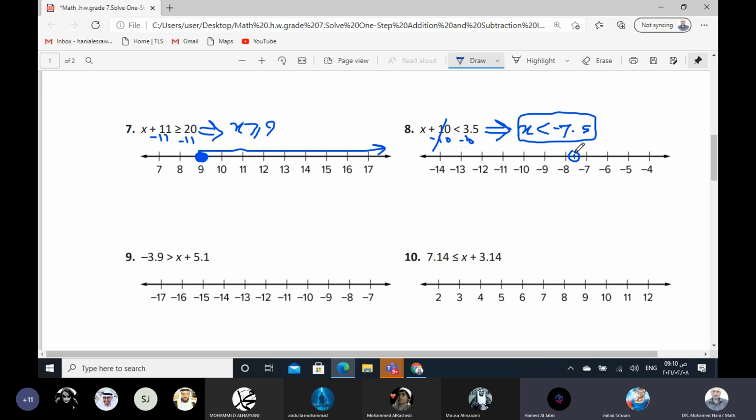Now the direction to the positive side or to the negative side. Here x less than, to the positive side or negative side? Negative side. Great work. Thank you, Hamad. I will add to you 2 marks.